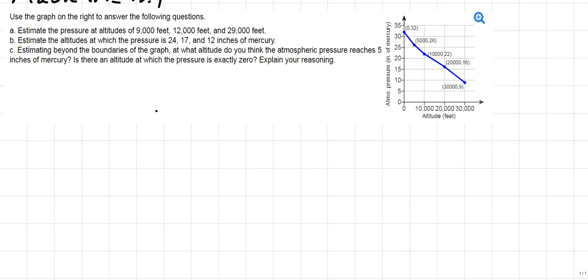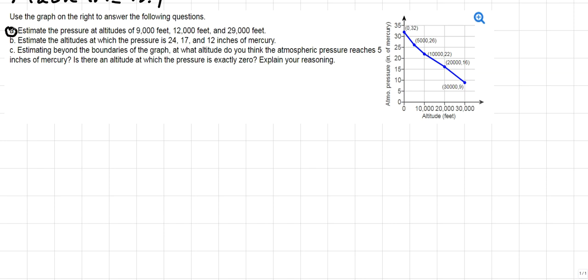C, estimating beyond the boundaries of the graph, at what altitude do you think the atmospheric pressure reaches 5 inches of mercury? Is there an altitude at which the pressure is exactly zero? Explain your reasoning. Alright, we'll start with part A, right here.